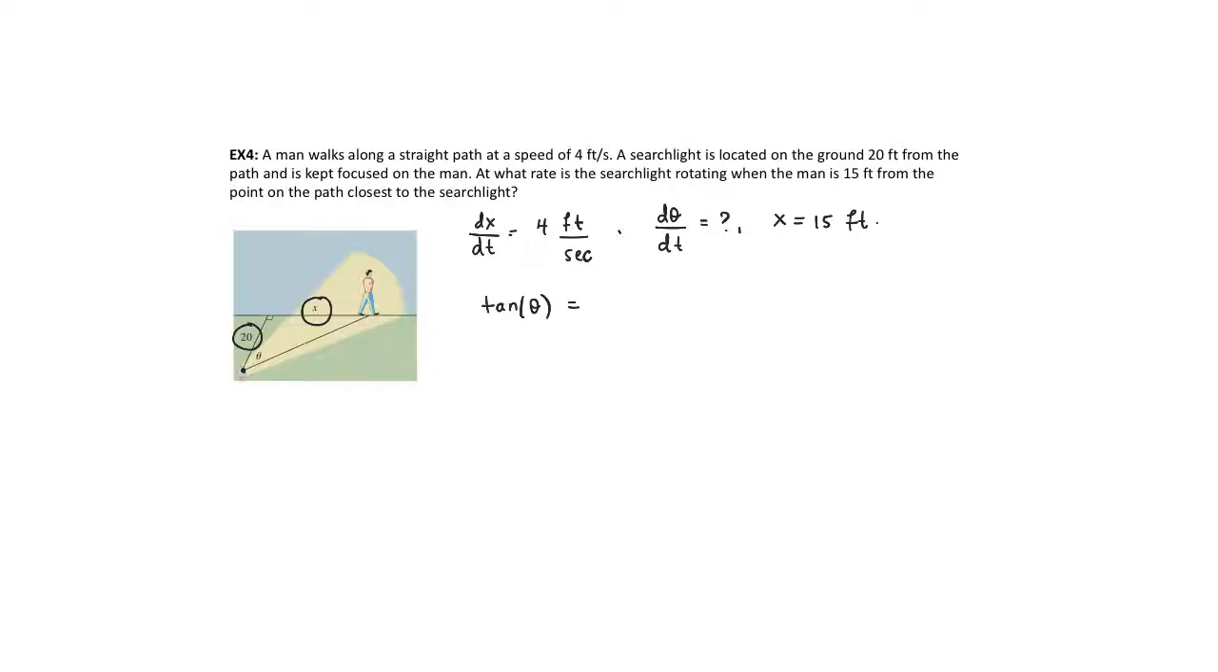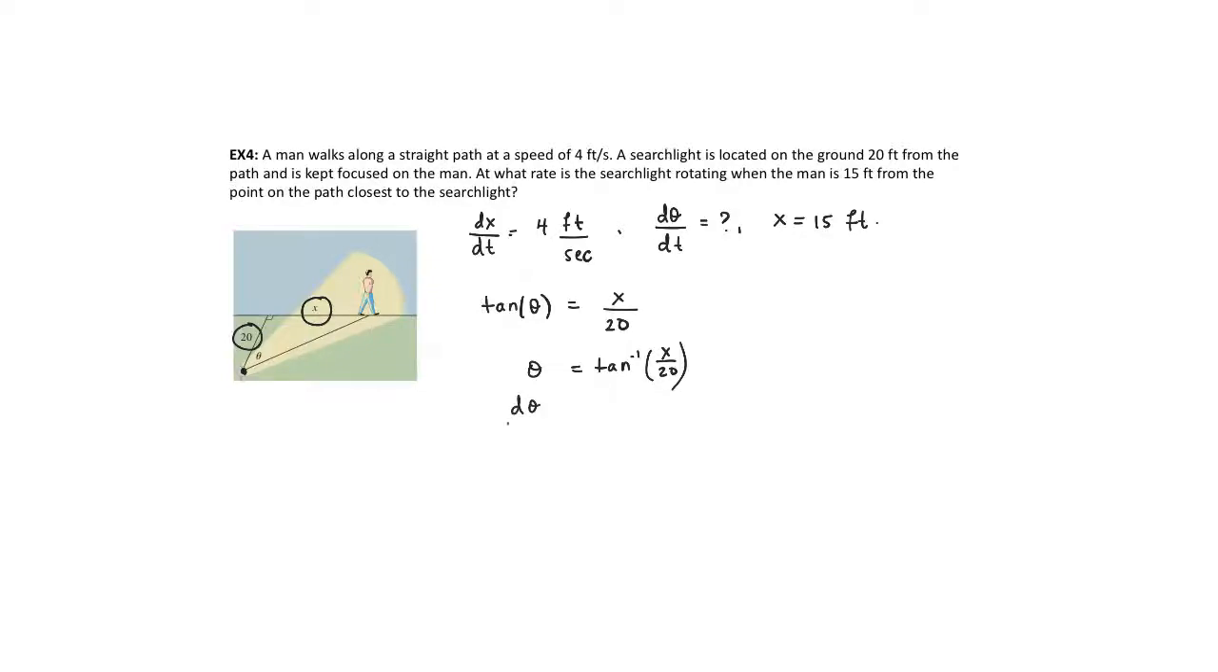Tangent of theta will be equal to the opposite length. So with respect to the searchlight, the opposite length is x and the adjacent happens to be 20. Then I can isolate theta by considering tangent inverse of x divided by 20. And in order to find d theta by dt, all that I have to do is to differentiate this equation.